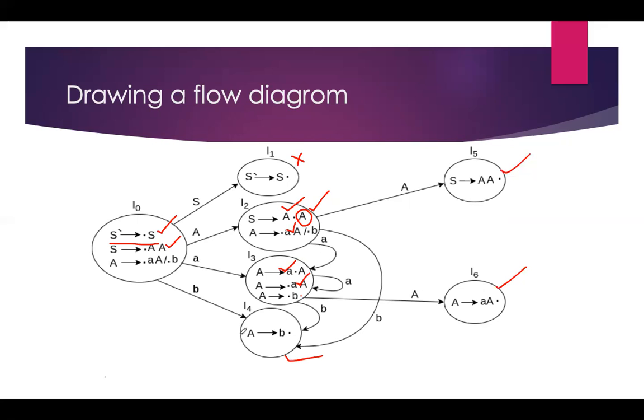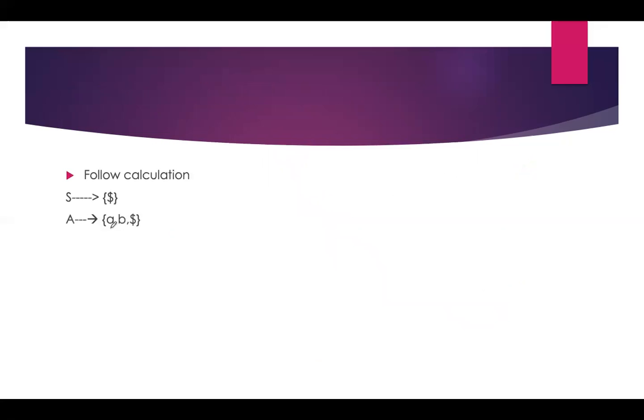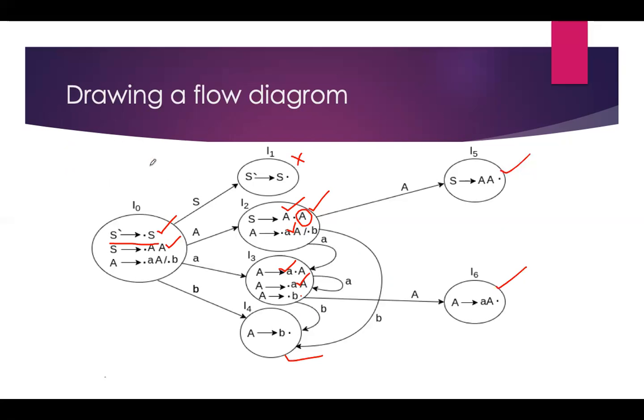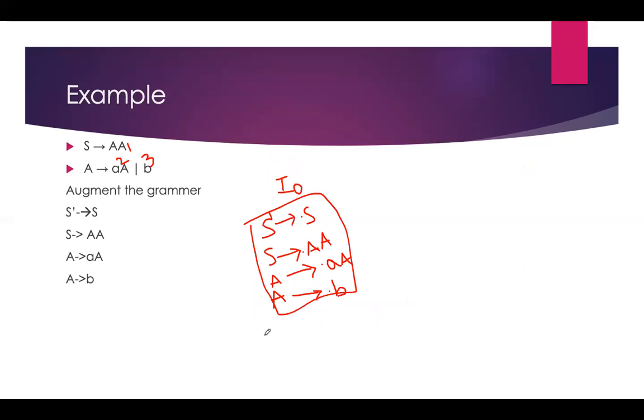Follow of A means follow of A is a, b and dollar. Under this, we need to fill the rule number. So what is the rule number? This is the first rule number, this is the second rule number, and this is the third rule number. And the third rule is A tends to B dot. So this is rule number 3.